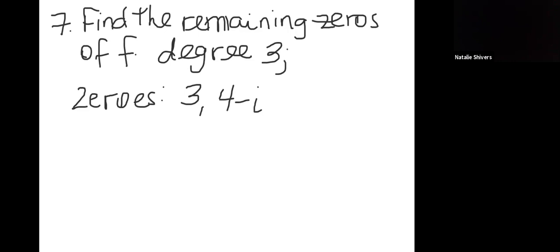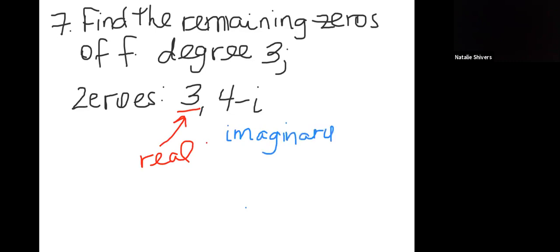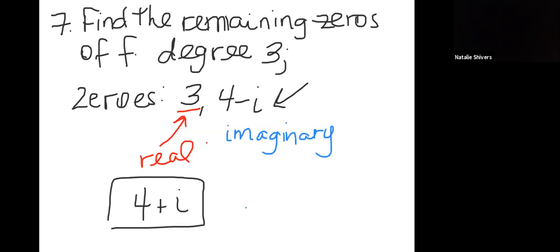So we have a real zero. This one's real, and this one's imaginary. So I'm going to take the conjugate pairs theorem and use it to create one that goes with this one right here. All I have to do is change the sign in the middle. So 4 is going to stay positive, but I'm going to change the middle sign to 4 plus i. So this is my answer. This isn't meant to be super hard. It's almost a gimme problem.